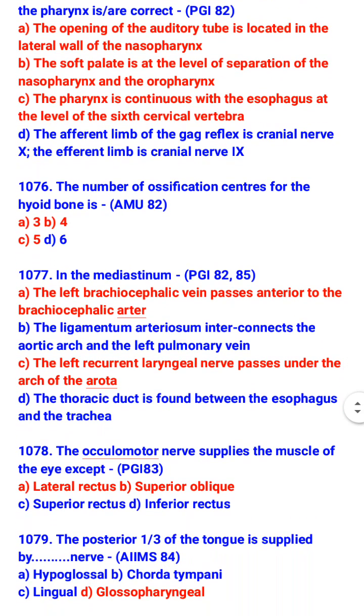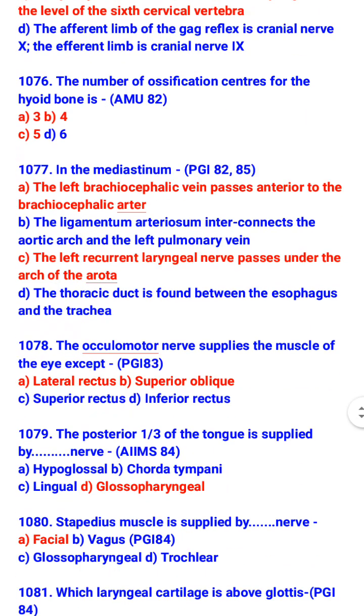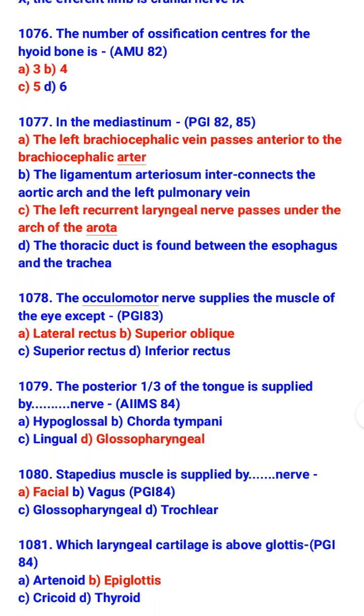In the mediastinum, the left brachiocephalic vein passes anterior to the brachiocephalic artery. The left recurrent laryngeal nerve passes under the arch of aorta. The oculomotor nerve supplies the muscles of the eye except lateral rectus and superior oblique. So, oculomotor nerve supplies all the muscles of eye except lateral rectus and superior oblique. So, it supplies superior rectus and inferior rectus also.